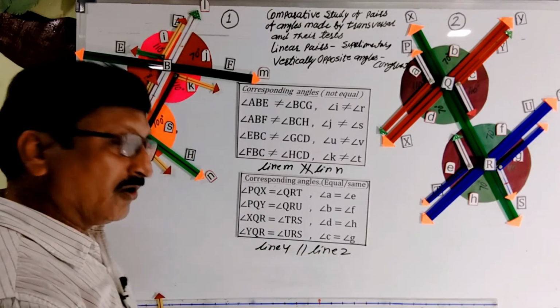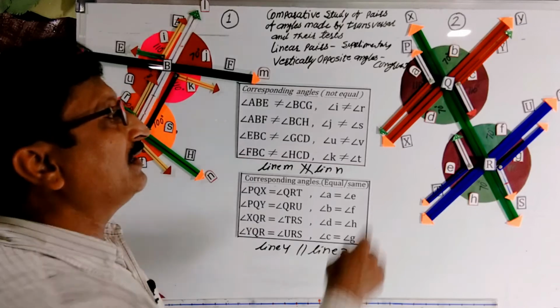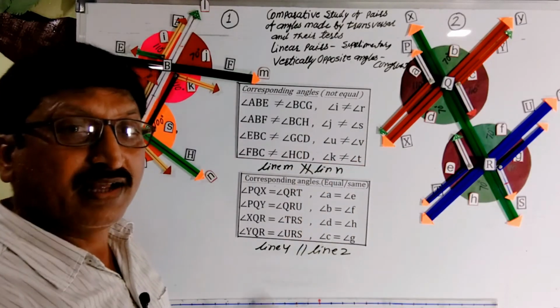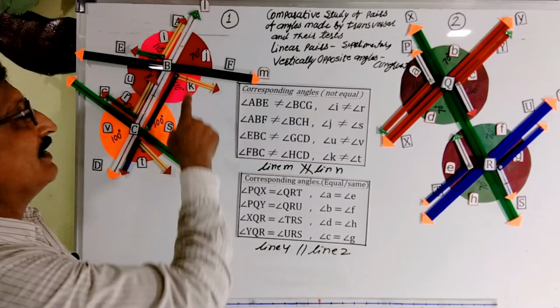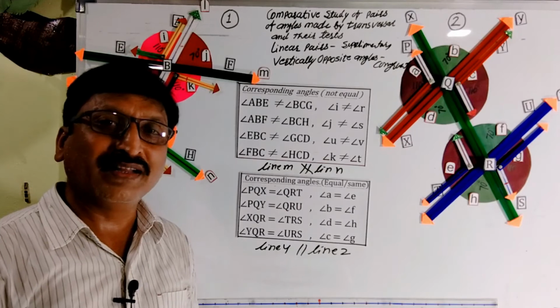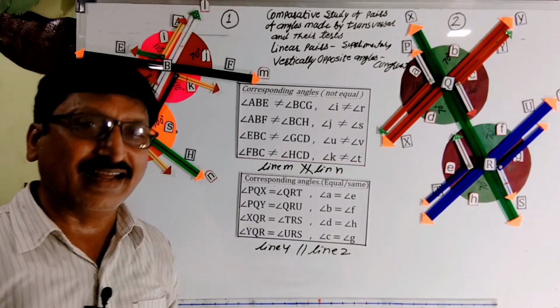And what is the converse of this test? Whenever the lines are parallel, the corresponding angles are congruent. If the lines are not parallel, then the corresponding angles will not be equal, or they will not be congruent. Now see the interior angles.